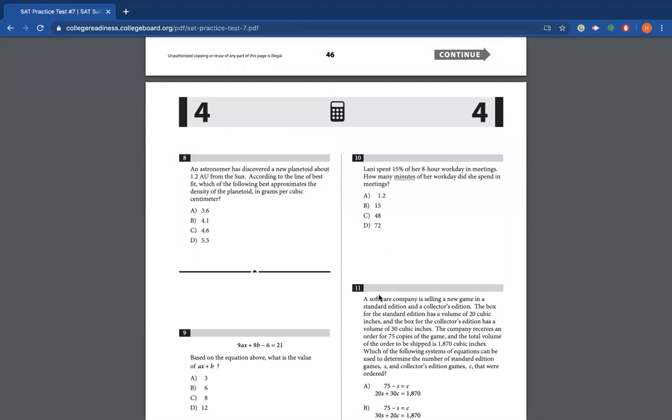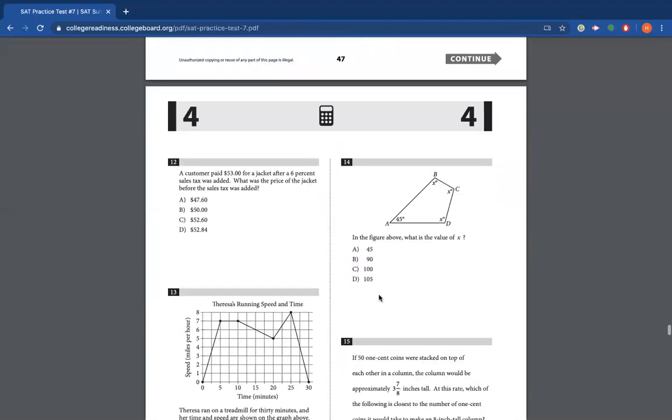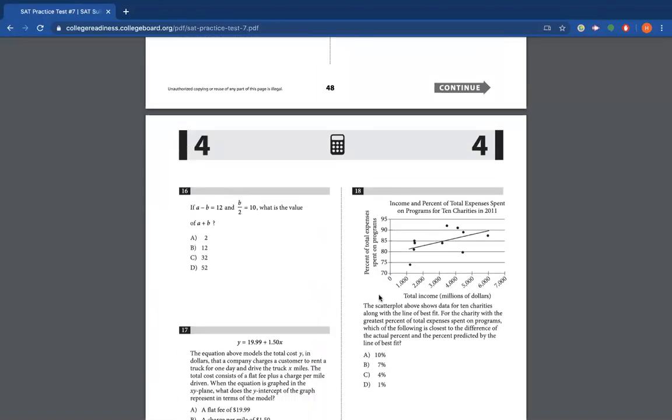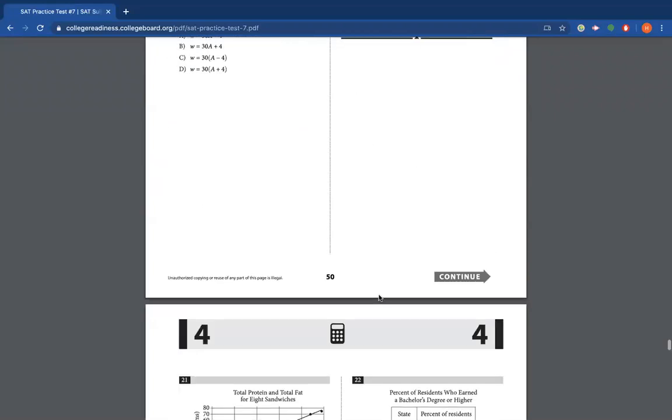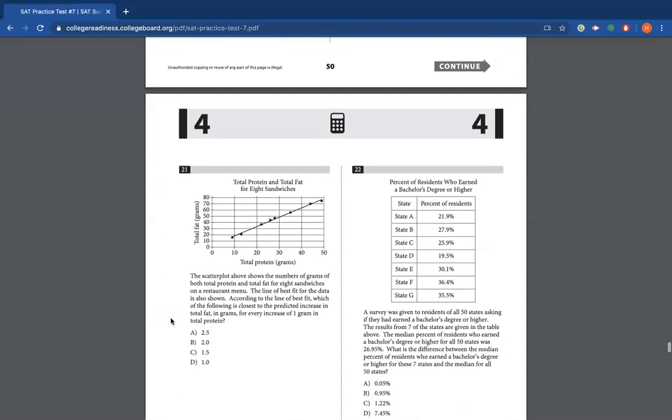Okay. Let's see. 26. Oh, wait, you wanted me to do graph questions. Okay, so you want me to do this question? Or like, which question do you want me to do?